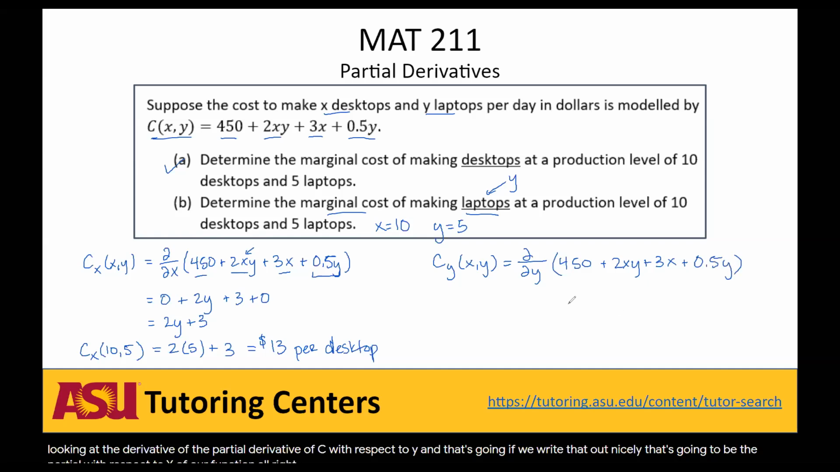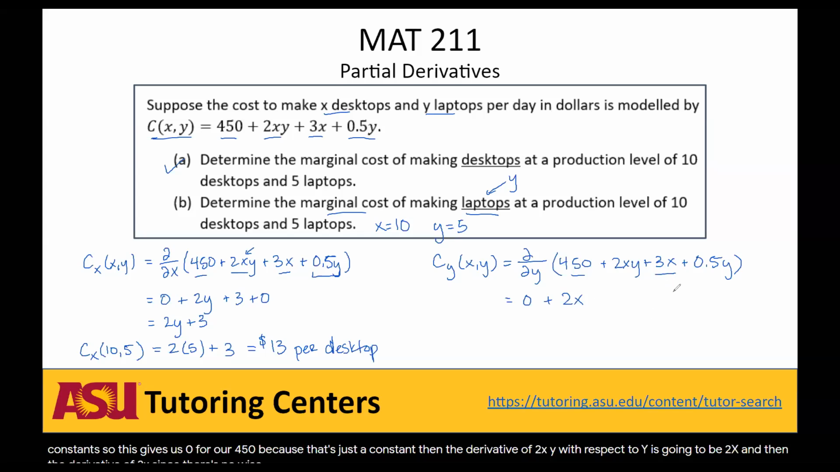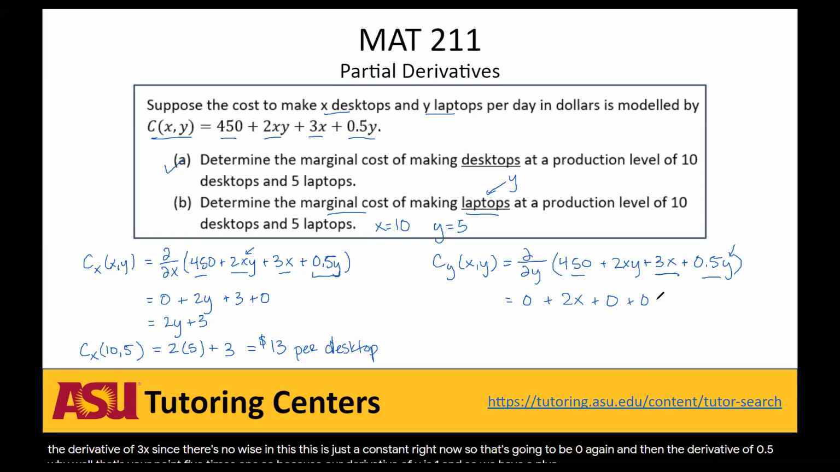All right. And now since we're taking the partial with respect to Y, we're going to treat all X's as constants. So this gives us 0 for our 450, because that's just a constant. And then the derivative of 2XY with respect to Y is going to be 2X. And then the derivative of 3X, since there's no Y's in this, is just a constant right now, so that's going to be 0 again. And then the derivative of 0.5Y, well, that's 0.5 times 1, because our derivative of Y is 1, and so we have a plus 0.5. So we can write this out neatly as 2X plus 0.5.